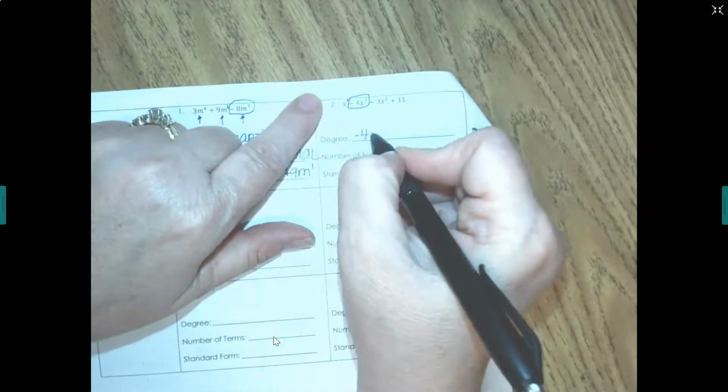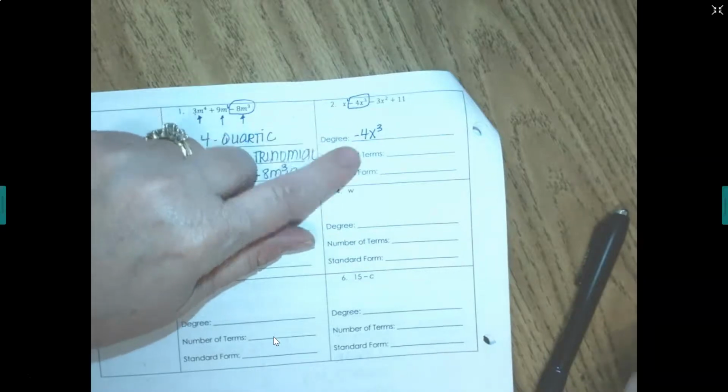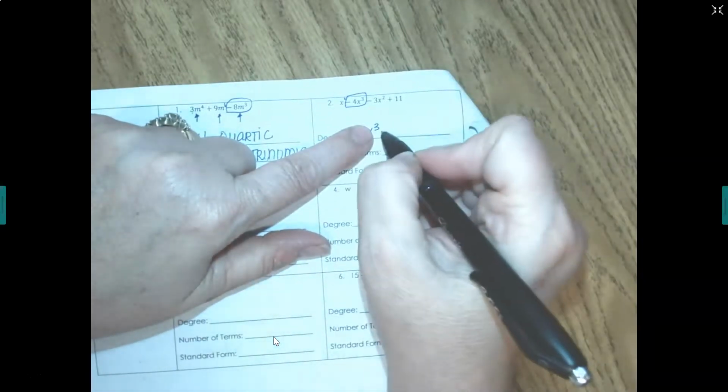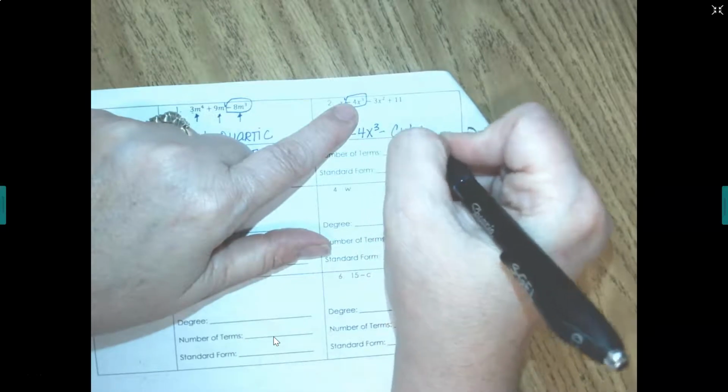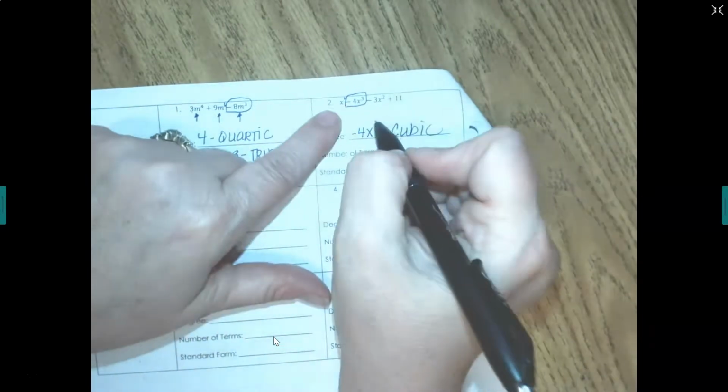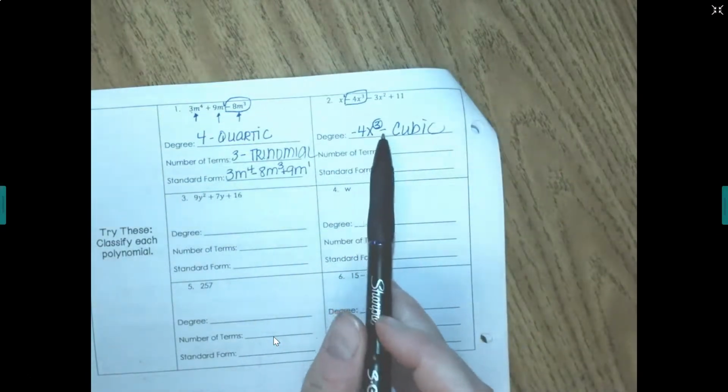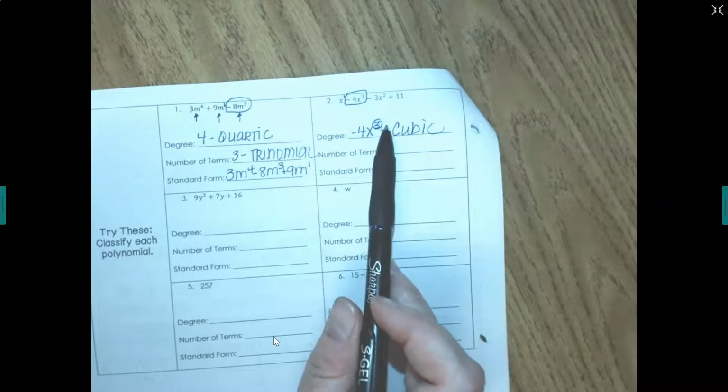Negative 4x cubed. Oops. So the degree is 3. When you have a degree of 3, that's called cubic. The part that's the degree is just the exponent. So I don't want you to worry about putting the negative 4x. Okay? The degree is 3.